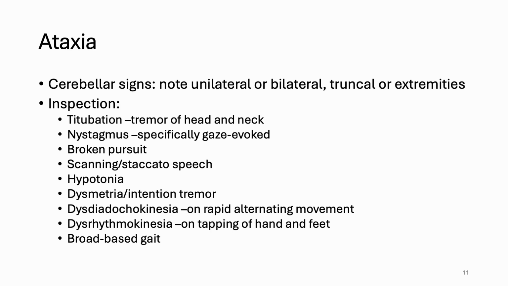So the last problem of abnormal movement is ataxia. If a patient is having ataxia, you should look specifically for cerebellar signs. Note whether it is a unilateral or bilateral abnormality, or whether it is confined to the truncal or extremities. On inspection, you should check for titubation, which is tremor of the head and neck. Nystagmus, specifically in cerebellar abnormalities, should be gaze evoked. We should look for broken pursuit, scanning or staccato speech, hypotonia, and check for dysmetria or intention tremor.